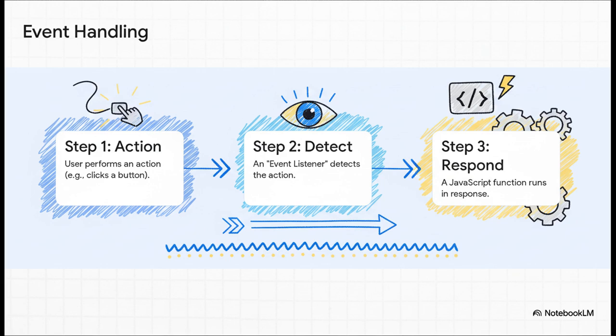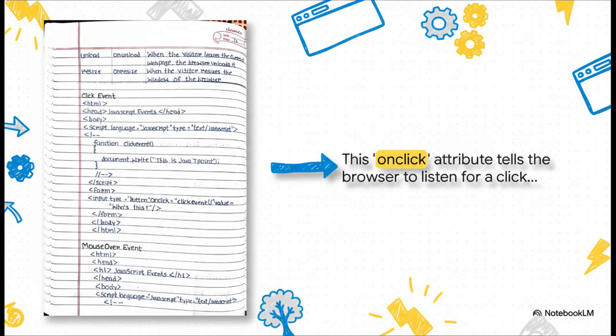It's called event handling. First, you, the user, do something. Let's say you click a button. Second, a little piece of code called an event listener is just sitting there, waiting, and it detects that click. And third, that listener triggers a specific JavaScript function to run. That's the whole loop. Let's look at the code itself.